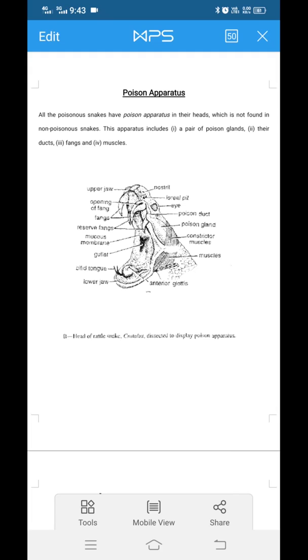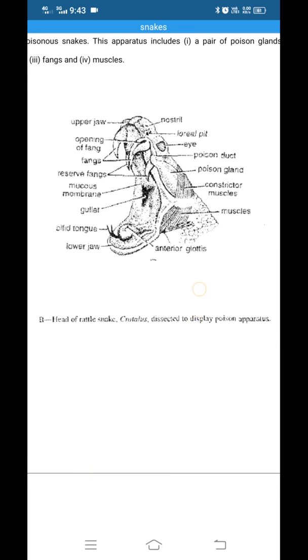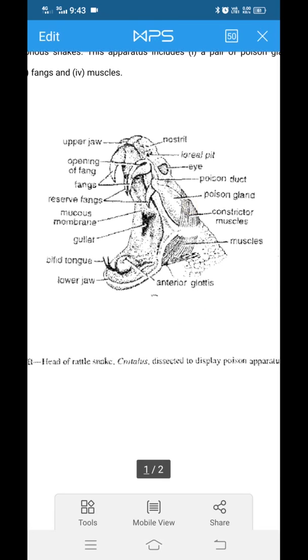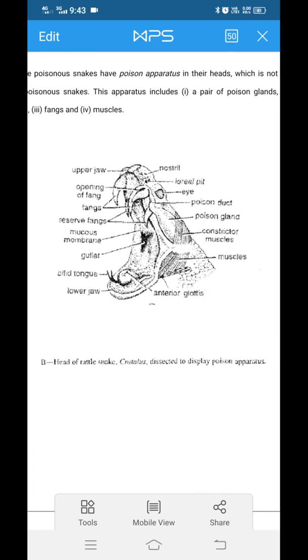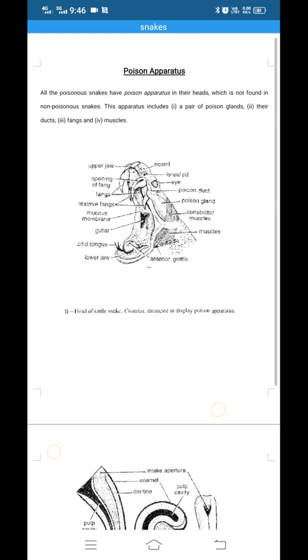These constrictor muscles are often known as temporal or masseter, and it is the stretching of these constrictor muscles during the biting which squeezes the poison from the gland into the duct. Here you can see in the diagram, these are the constrictor muscles, and stretching of these constrictor muscles during the biting squeezes the poison from glands into their respective ducts. So this was all about the poison gland.